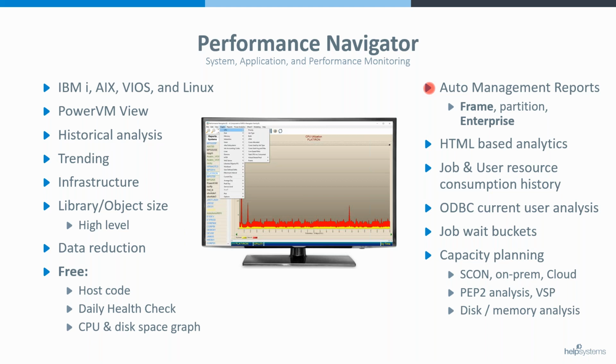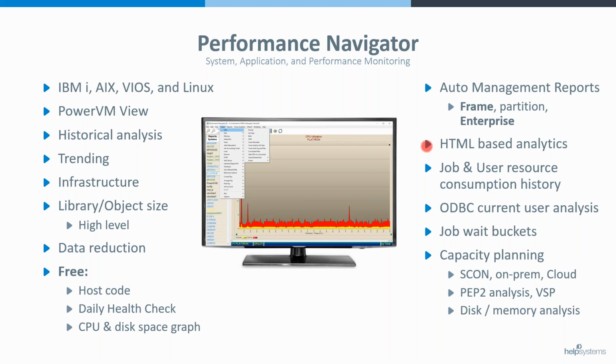Now, one of the main reasons people purchase a license of Performance Navigator is for management reporting. This is taking all the graphical stuff that you've seen from any products, whether it's Robot Monitor or Performance Navigator, and putting it into some kind of management format, right? And of course, as I mentioned, we're talking about managing the whole frame. So we're going to look at this at the LPAR level, at the frame level, and even at the enterprise level. If you have multiple systems, multiple LPARs, we're going to put this in a format for presentation to upper management, right? And that is all HTML output, by the way. I'll show you that here shortly.